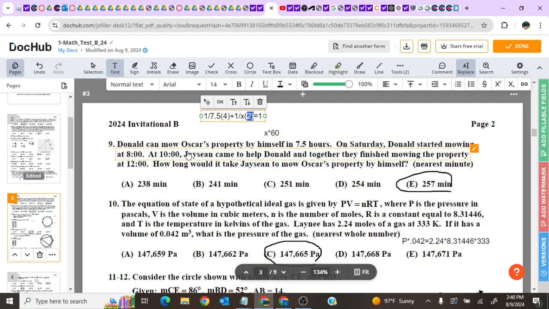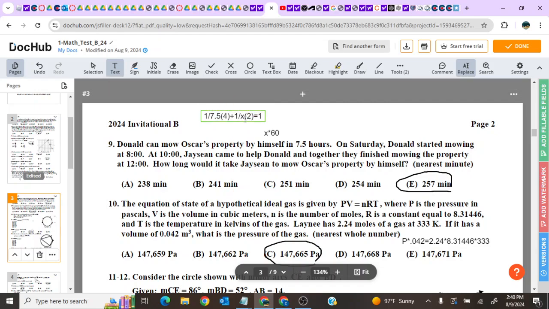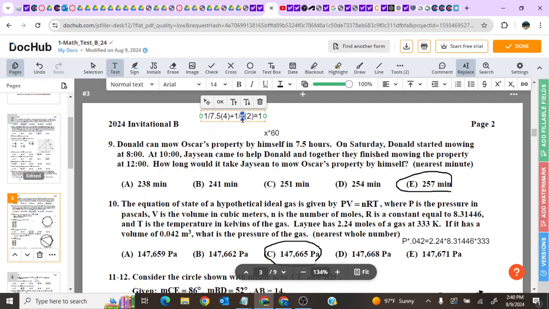Or sorry, Jason. Oscar is the person's property name. You don't really need to know the names. Just keep track of who's who. Jason works for 2 hours. And that totals up to 1 property being completed. So solve for this x value. Then you have to multiply it by 60 to convert to minutes. And you get 257 minutes.